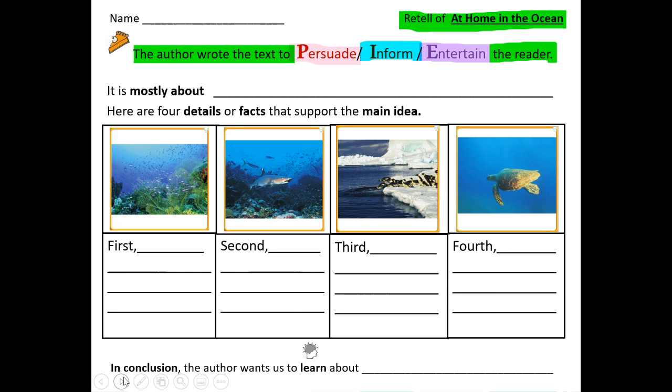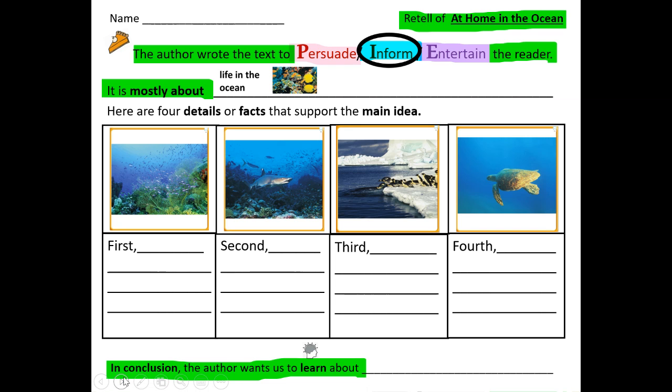The author wrote the text to inform the reader, to give us information about life in the ocean. So what is it mostly about? The main idea. It's mostly about life in the ocean.